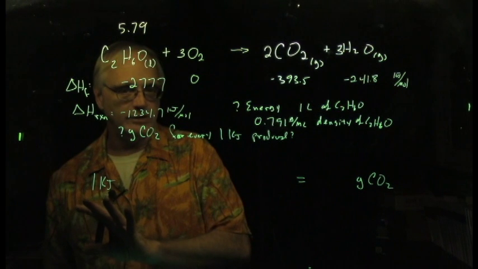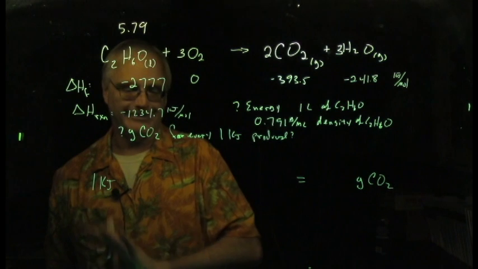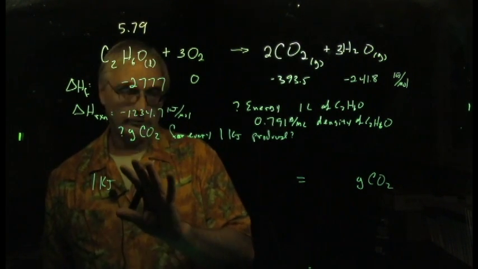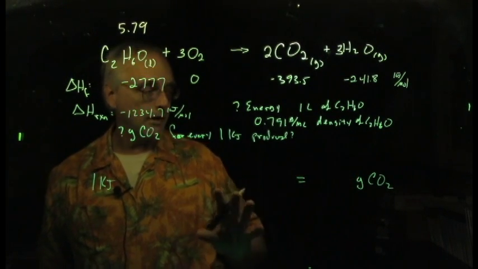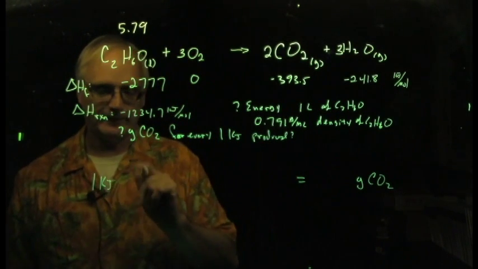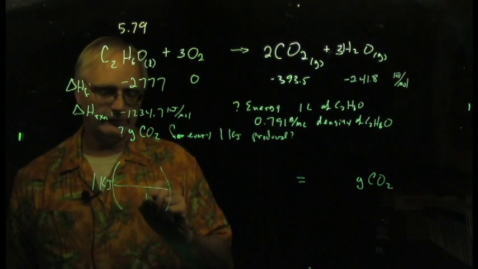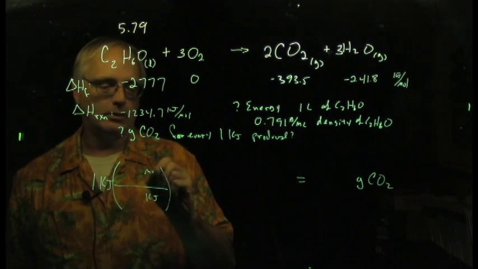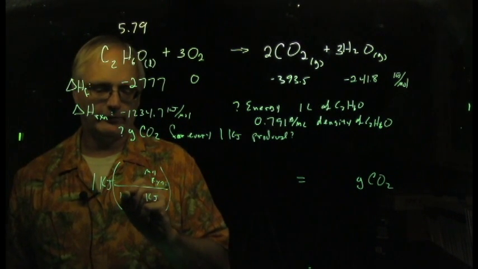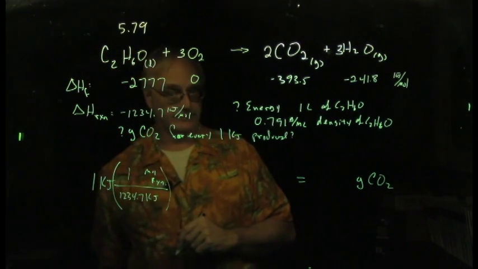Here, we're given energy, but we know how to turn energy into moles. It's the enthalpy value. So we're going to turn this energy into moles of reaction, moles of reaction into moles of carbon dioxide, moles of carbon dioxide into grams of carbon dioxide. So away we go. 1 kilojoule of energy. And to get the kilojoules to work out, they're going to go on the bottom. Moles of reaction, therefore, will be on top. And the number is 1,234.7 kilojoules of energy for each mole of reaction.